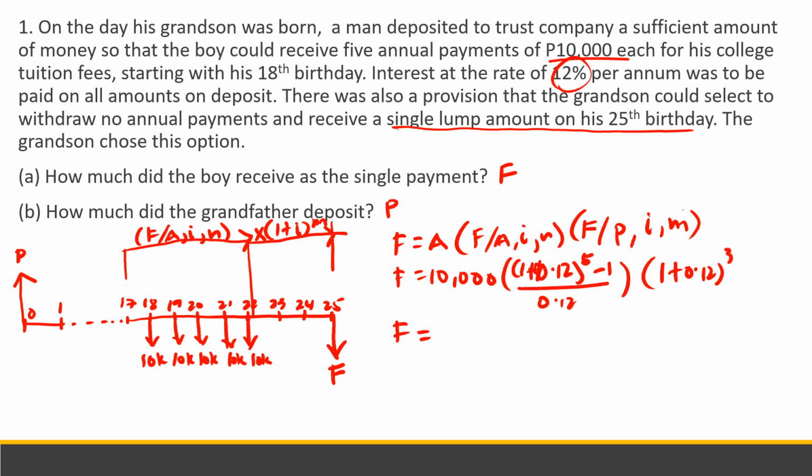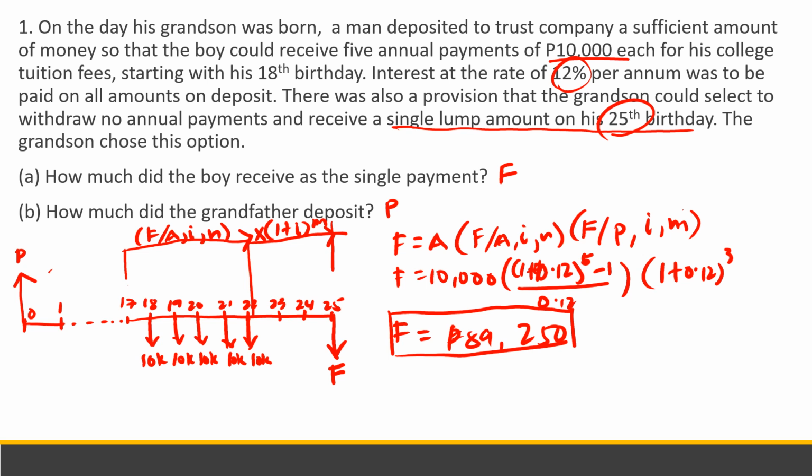So the amount na marireceive ng grandson on his 25th birthday will be 89,250 pesos. So, ito yung marireceive niya after 25 years nung P. So, next question is, ano yung P natin?